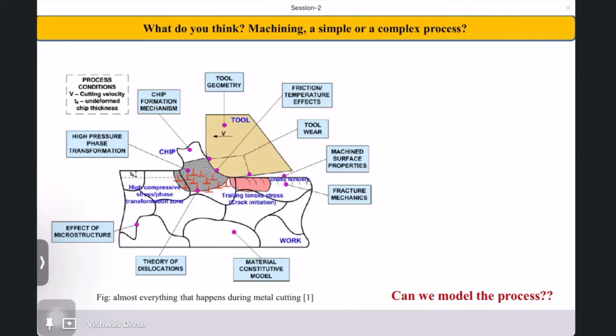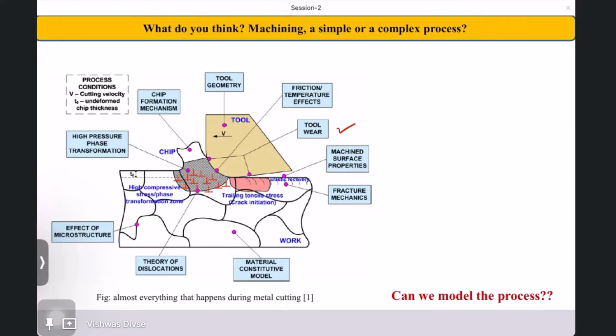But every time I need not go into all the details. Why? Because the user or a scientist should decide what I want. If I am only interested in cutting forces, what kind of model is needed? If I am interested in chip formation mechanism, what kind of model is needed? If I want to model tool wear, at what length scale do I need to model it? So if you see this process as a whole, it is a very complex process.